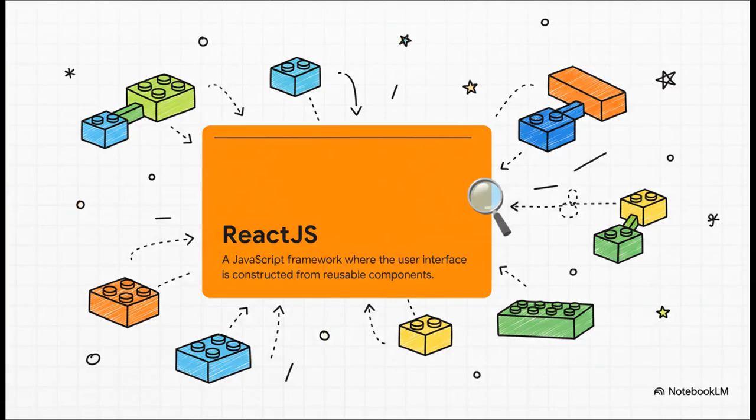Okay, so at its absolute core, React is all about one simple but honestly brilliant idea. You build your user interface out of reusable components. The best way to think about it, it's like playing with digital Lego bricks. Seriously, each little piece, a button, a search bar, maybe a user's profile picture, is its own self-contained brick. You build them once, and then you can just snap them together in any way you want to build something huge and complex. It's that simple.